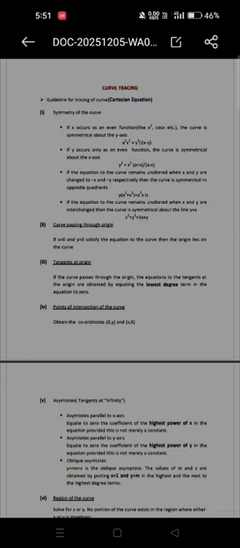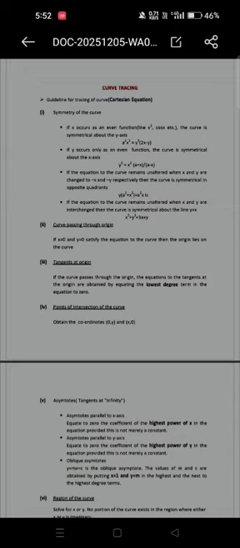If y occurs only as an even function, the curve is symmetric about the x-axis. Example, y square equal to x square (a plus x) / (a minus x). Then if the equation of the curve remains unaltered when x and y are changed to minus x and minus y respectively, then our curve is symmetrical in opposite quadrants.